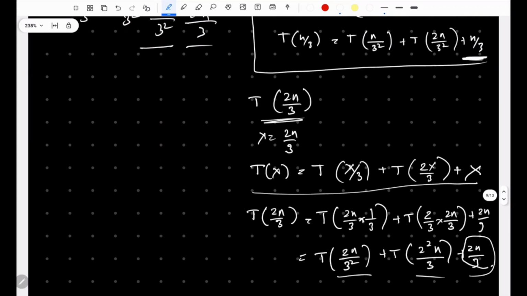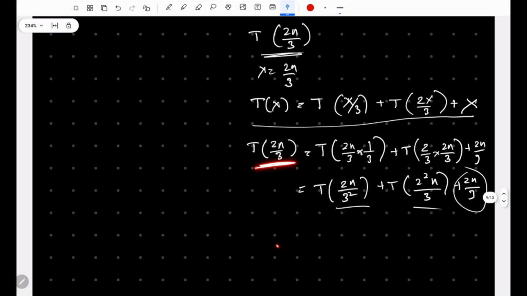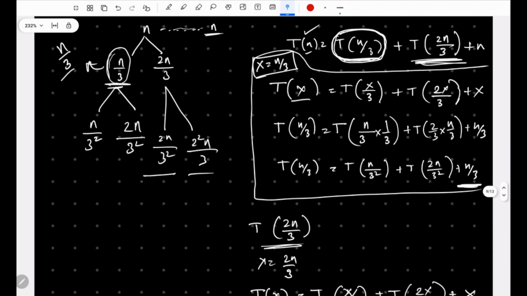And what is this term? This is the cost of dividing 2n by 3 into this and this. So this is the cost for only this one. So what is the cost? 2n by 3.